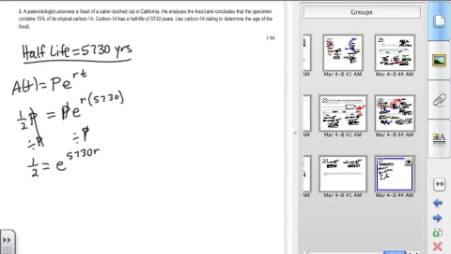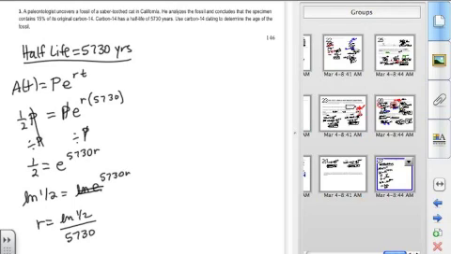So take the natural log of both sides, so I get natural log of 1/2 equals natural log of e to the 5730r. So natural log and e cancel. So I have r equals natural log of 1/2 over 5730. So I just divide by the 5730. Okay, you can find what that is. So I get negative 1.2096 or 97 times 10 to the negative 4th. You can store that if you're scared you're going to lose it, or just keep it in your calculator for the second part.